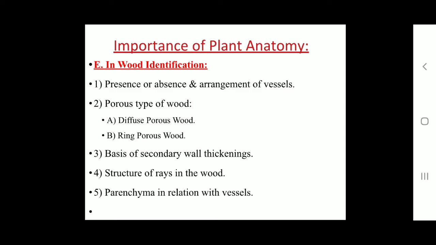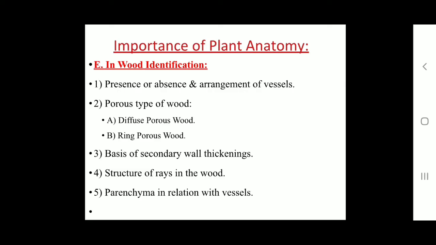Number 1. The presence or absence of vessels and arrangement of vessels in wood is one of the important criteria for wood identification. Example, when vessels are absent, wood is described as non-porous wood. Example, gymnosperm coniferous wood. When vessels are present, wood is porous wood type. Example, angiosperm and dicot wood. Then number 2, porous type of wood has peculiar distribution of vessels in wood and thus it may be of two types, that is diffuse porous wood and ring porous wood.